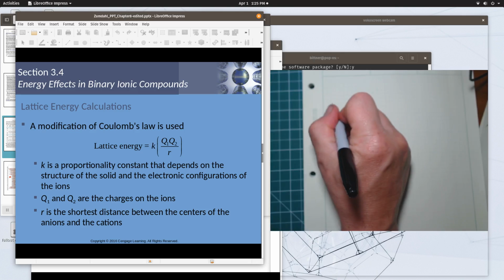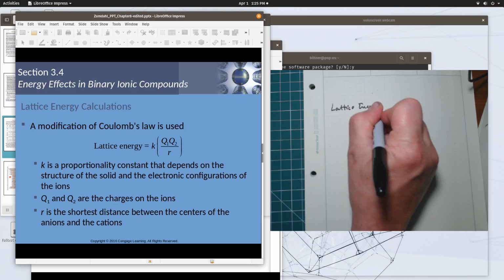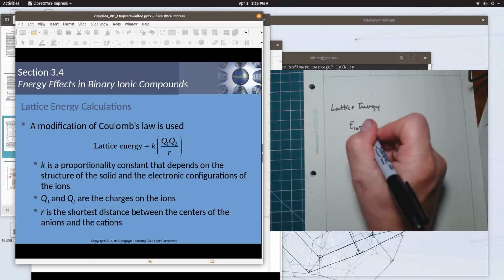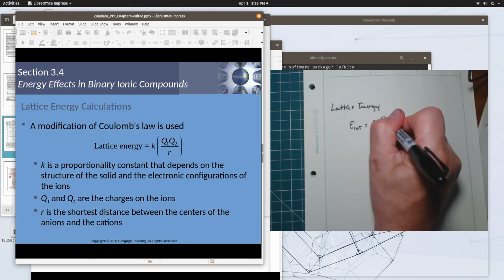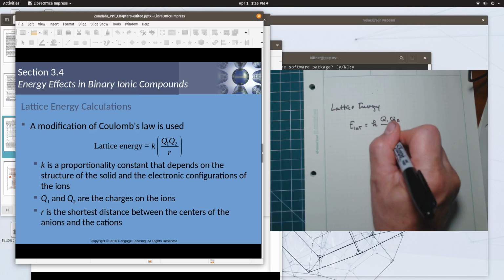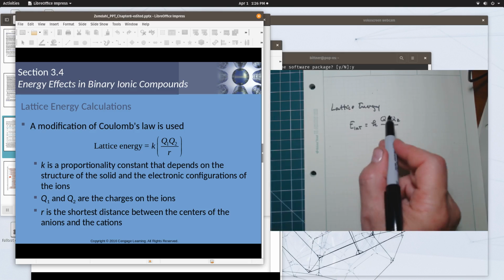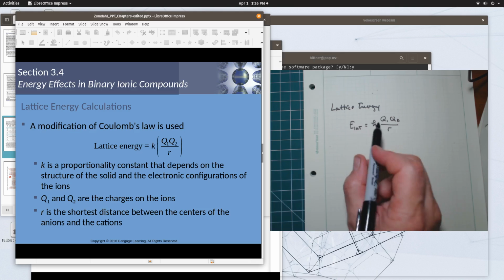The lattice energy, let's call it E_LAT, is equal to some constant of proportionality that depends upon the particular structure of the system, and then Q1 Q2 divided by R. So Q1 is the charge of the cation, Q2 is the charge of the anion, and R is the distance of separation.